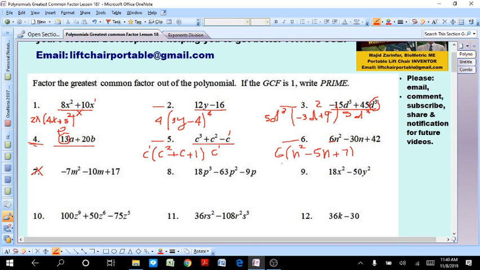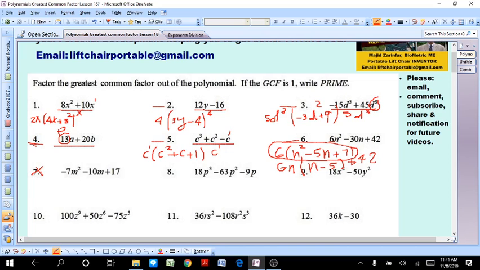Now, if you do it like this, 6n times n minus 5, plus 42, this is totally incorrect. You cannot do this. We're going to factor like this. This is the correct answer to question number 6: 6 times n squared minus 5n plus 7. The greatest common factor of it is 6 only. The expression at the bottom is totally wrong.